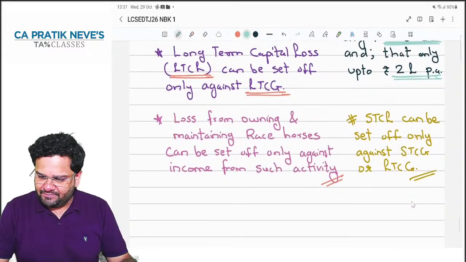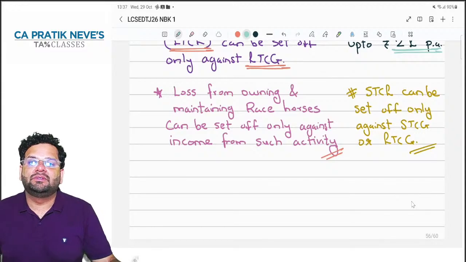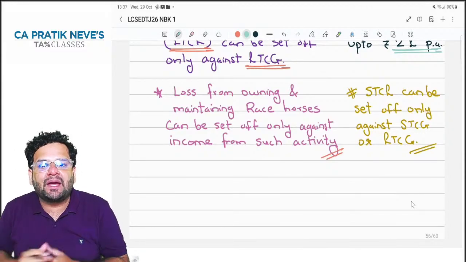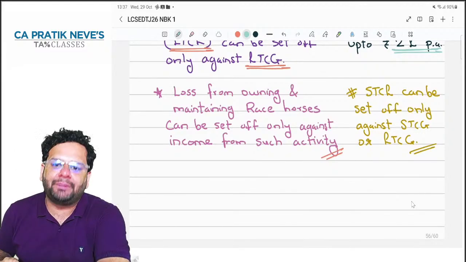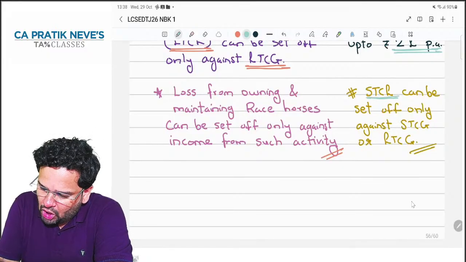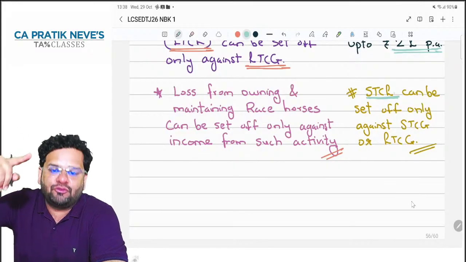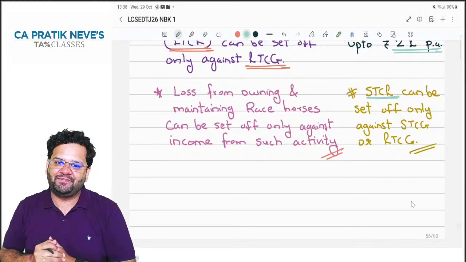And finally, short-term capital loss can be set off either against long-term capital gains or short-term capital gains. In short, short-term capital loss cannot be set off against HP, PGBP, IFOS, salaries.